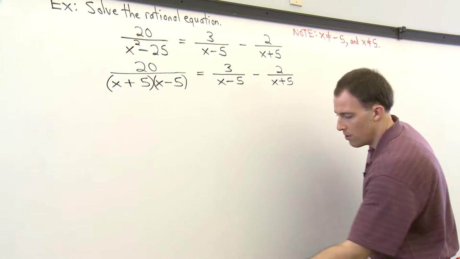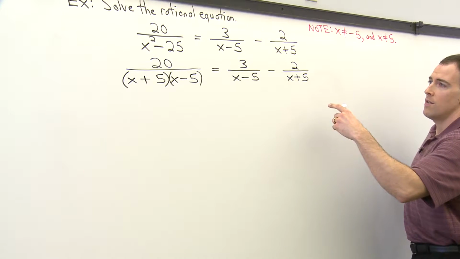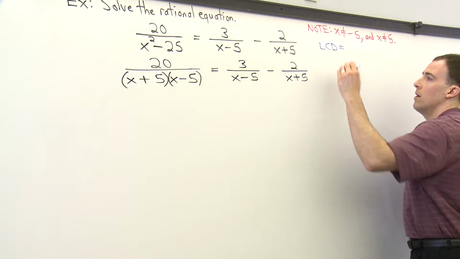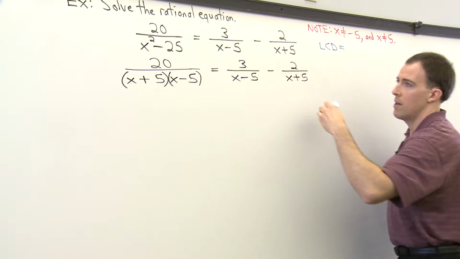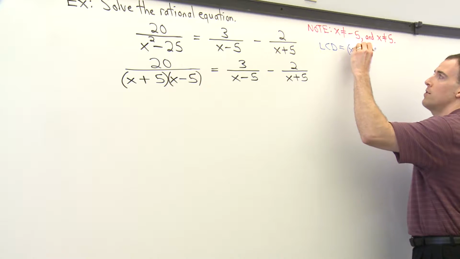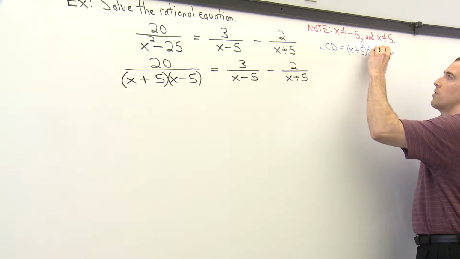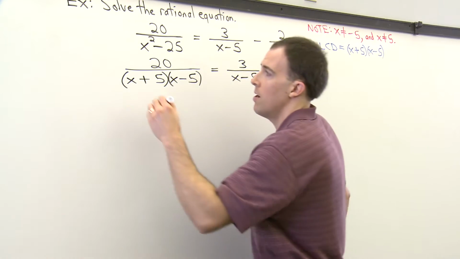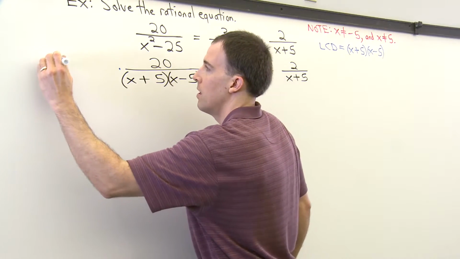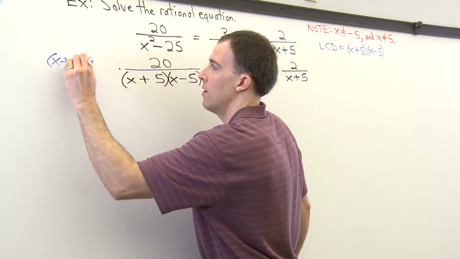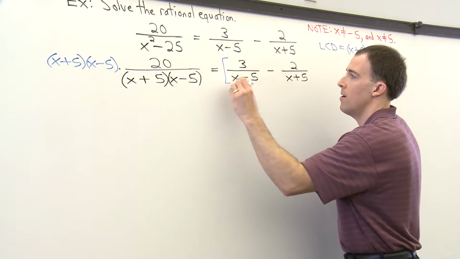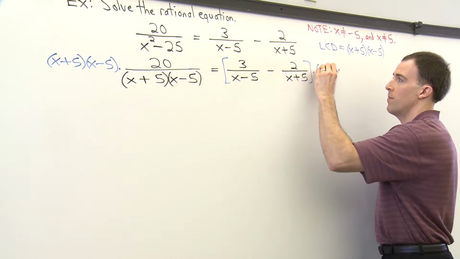So next thing to do is to multiply both sides of this equation by the least common denominator. The LCD of this particular equation, looking at all three denominators, is: we need an x plus 5 in it, and we also need an x minus 5. Those are the denominator factors that occur. So I'm going to show here multiplying on the left side by x plus 5 times x minus 5, and also multiplying on the right side by x plus 5 times x minus 5.